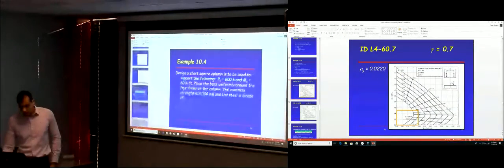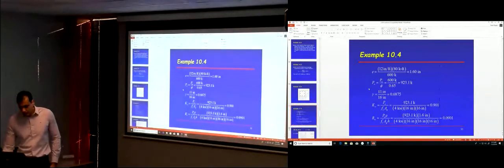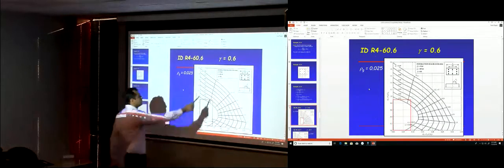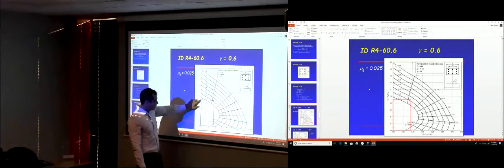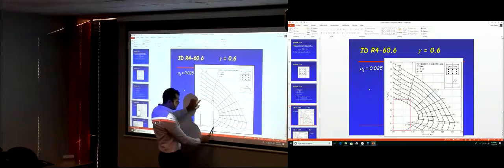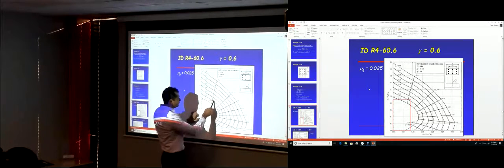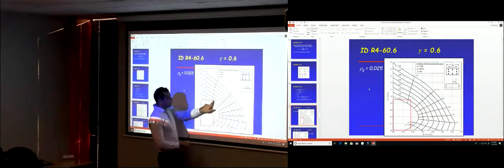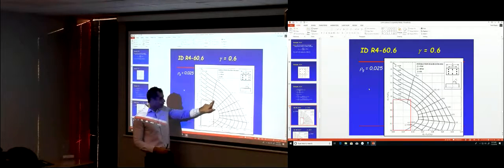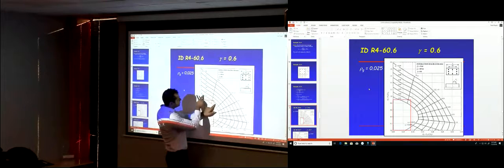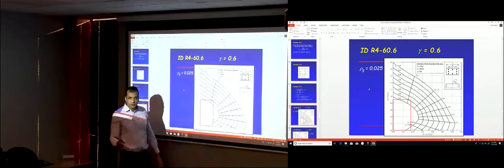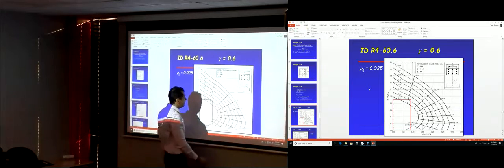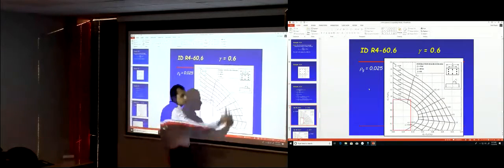Just to show you, this is example 10.4. So this is for gamma equals 0.9. Kn was 0.9 something, right? Rn was 0.09, so over here, that's the point that you're looking for. How much is rho for this point? Here, rho is 0.02. Here, it's 0.03. So you interpolate in between, so it's 0.025. Okay? Maybe 0.024, a little bit less than 0.025. Okay? This is for what? This is for gamma equals 0.6.